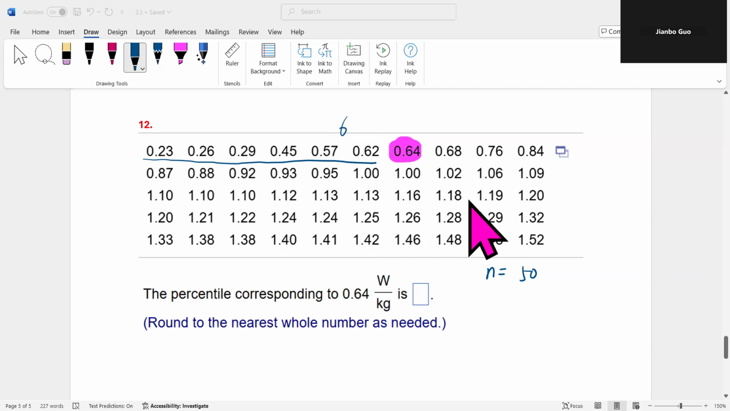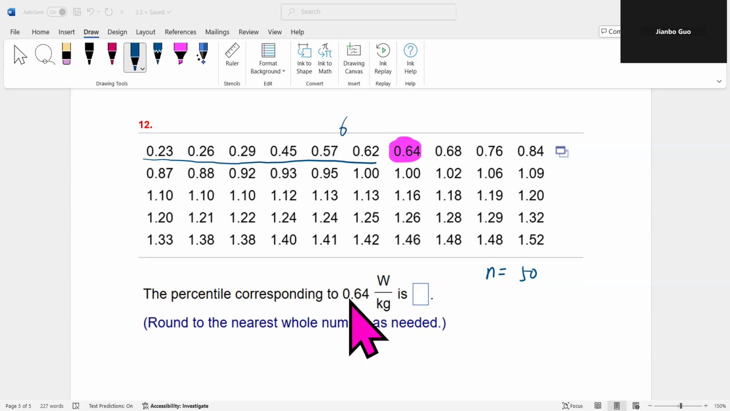So we got lucky this time. The data set is already sorted. It is in ascending order. As you can see, the smallest number is 0.23, and the values are getting bigger. The maximum is 1.52. So this time we do not have to sort the data set. That's very good. The sample size is 50. There are 50 values in the data set.